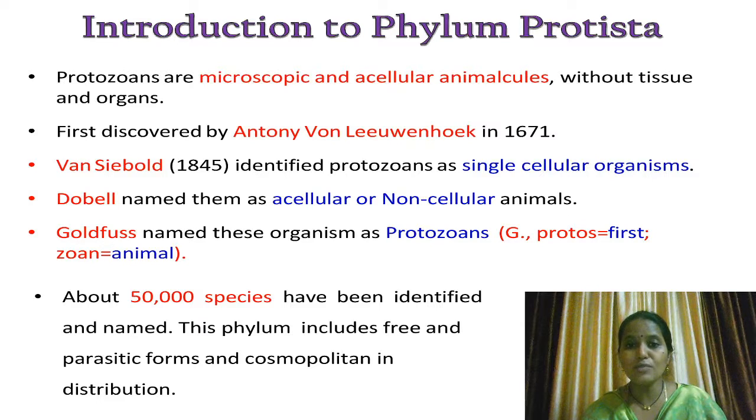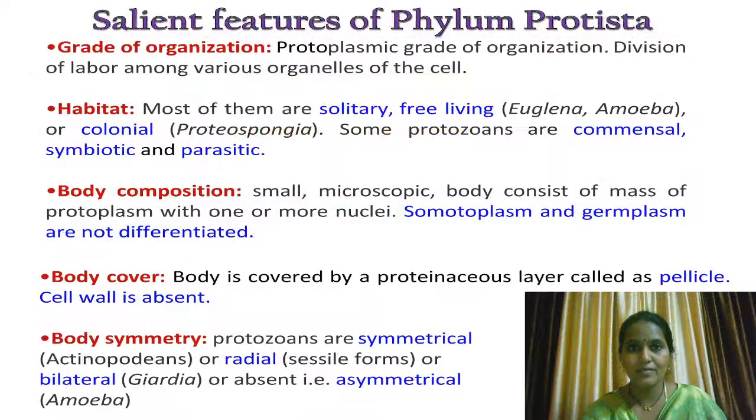So the phylum Protozoa includes free and parasitic forms of organisms. These protozoans are cosmopolitan in their distribution, that means they occur throughout the world. Now let's study salient features of phylum Protista.